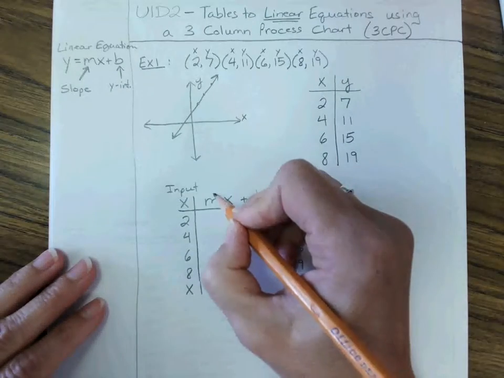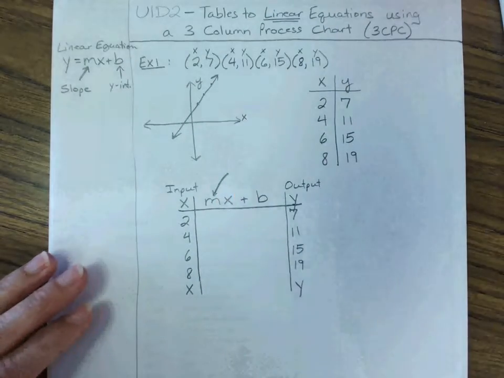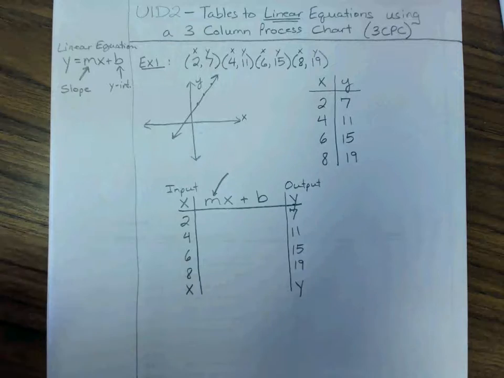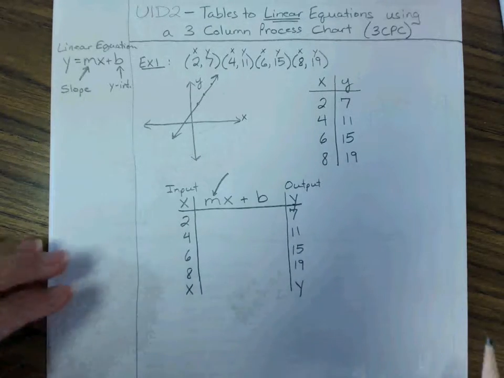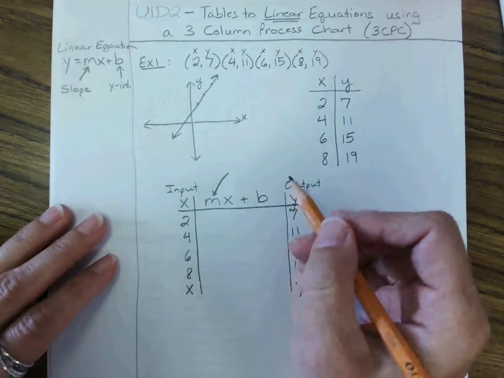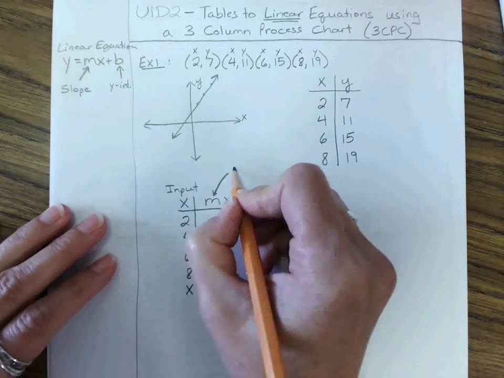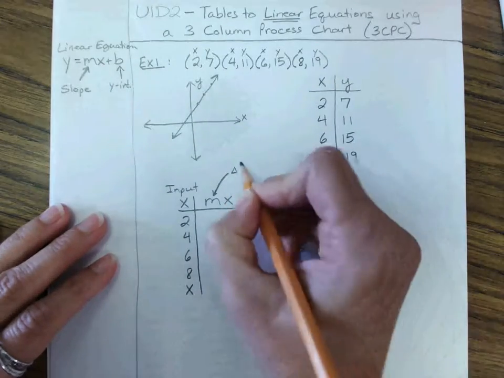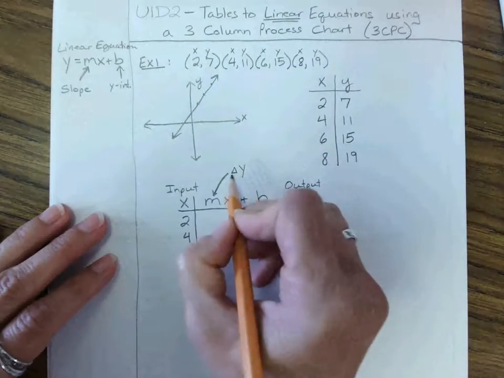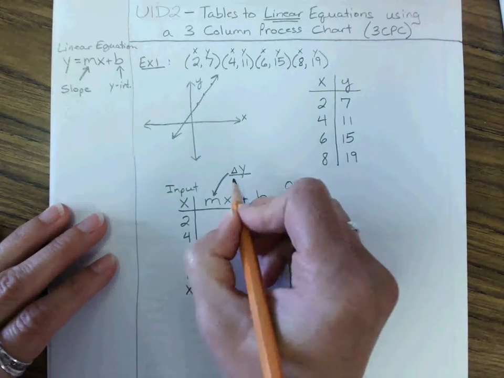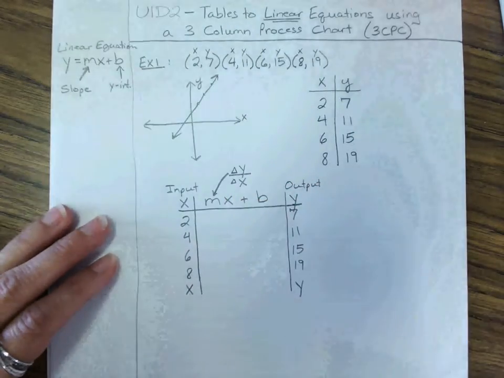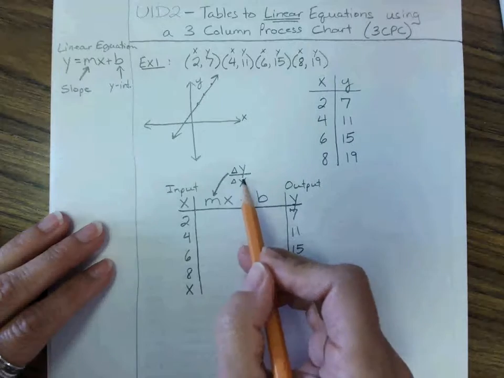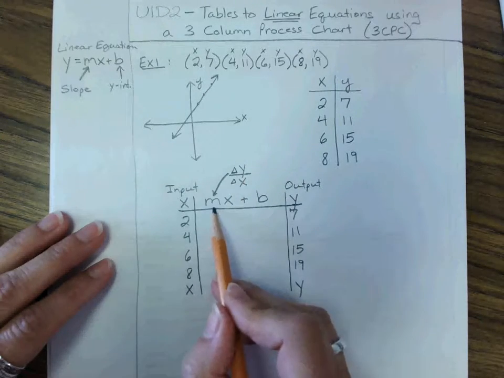Well, my slope, or my m value, is my change in y divided by my change in x. And in mathematics, a lot of times we use the Greek letter delta, which is just a little triangle, to mean change in. So that's going to be change in y divided by change in x. So I need to find my change in y divided by change in x in order to find my slope.